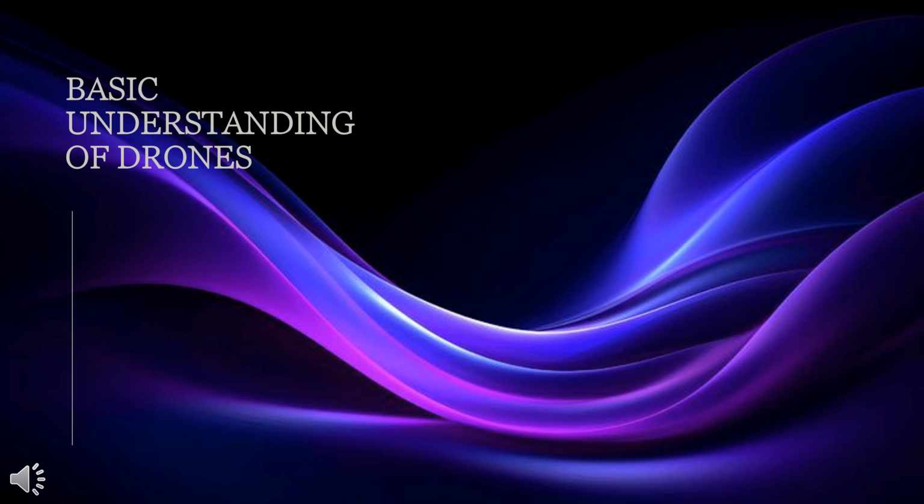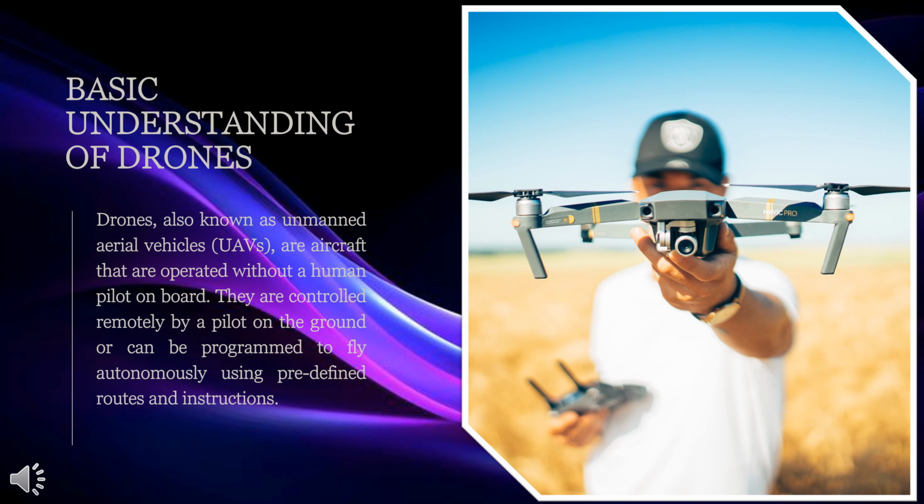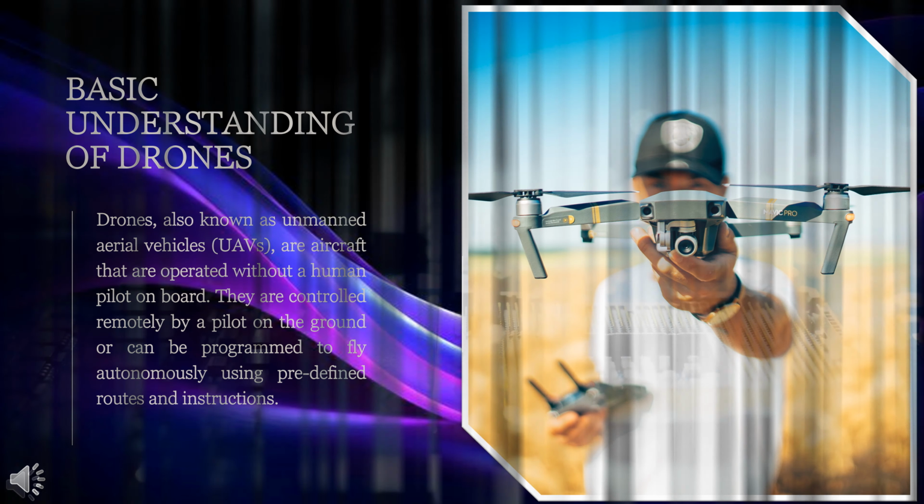Basic understanding of drones. Drones, also known as unmanned aerial vehicles, UAVs, are aircraft that are operated without a human pilot on board. They are controlled remotely by a pilot on the ground or can be programmed to fly autonomously using predefined routes and instructions.